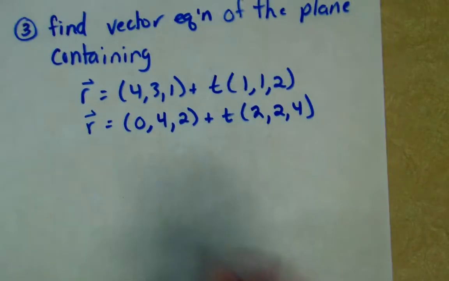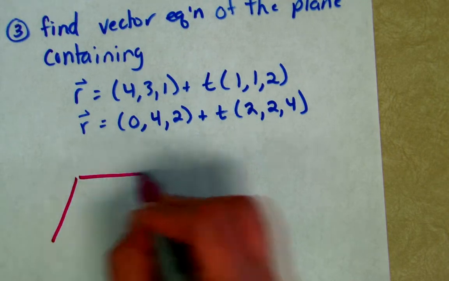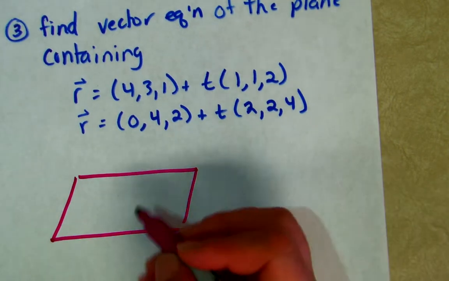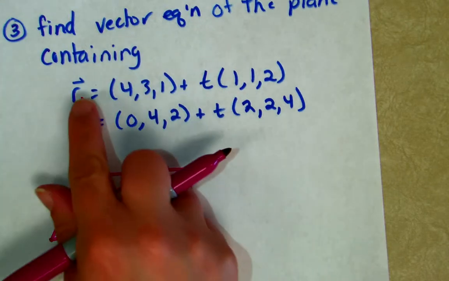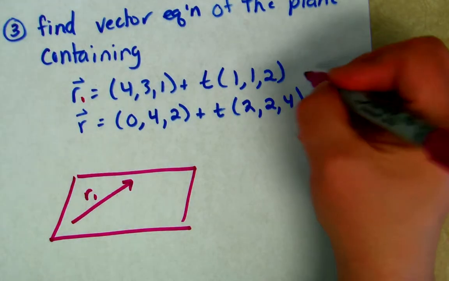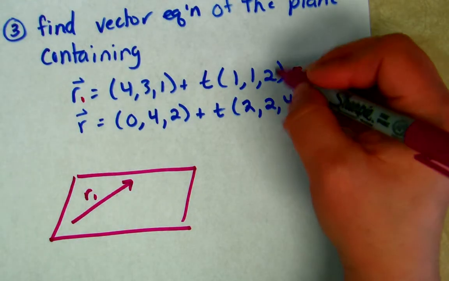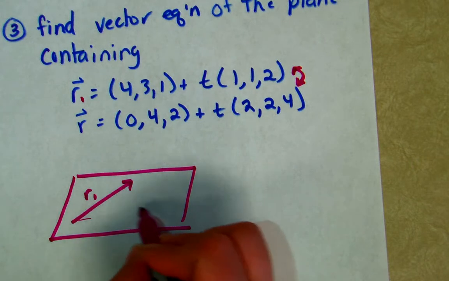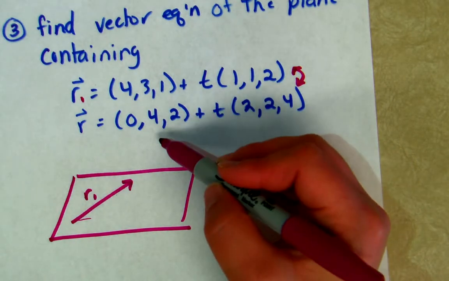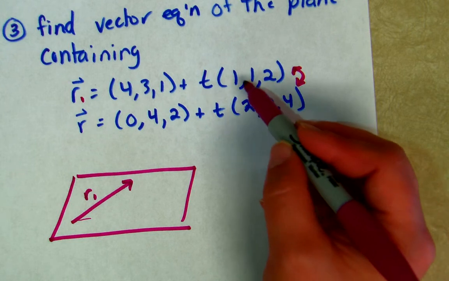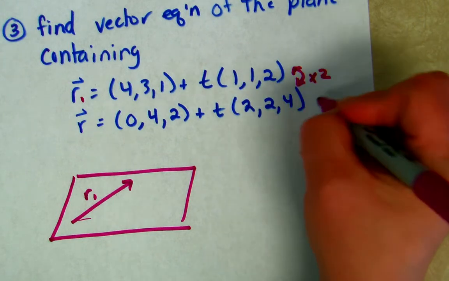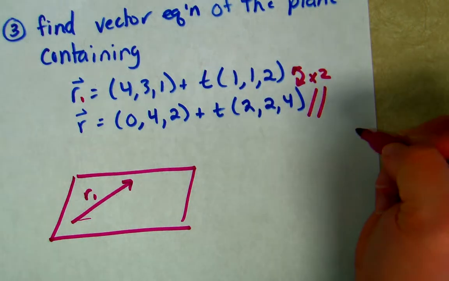Okay, so now we're given two lines. So I have my plane, and I have one line on it, which is going to be R1. You can add subscripts if you want to. Now, the problem with this, if these weren't parallel and I just had R2, I can pick either one to be my point, and I already have my direction. The problem is, if I look at these, that's times 2. So these are parallel lines.